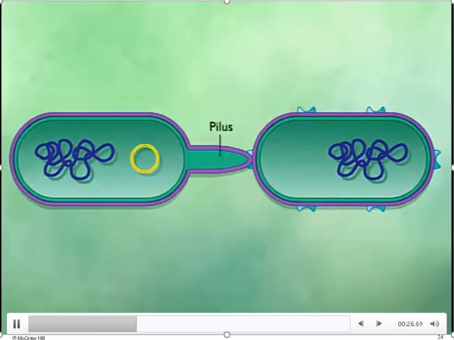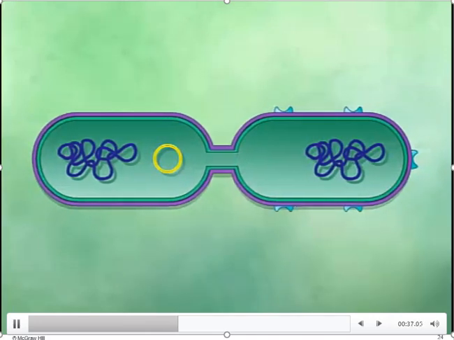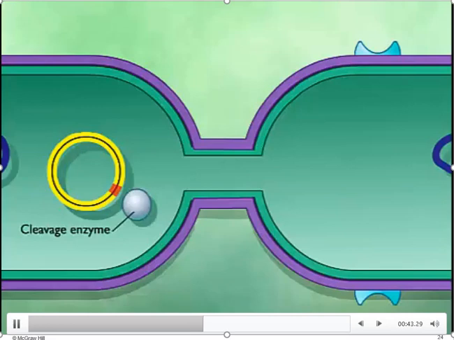The pilus of the donor cell recognizes and binds to specific receptor sites on the cell wall of the recipient cell. The plasmid then becomes mobilized for transfer when an enzyme cleaves one strand of the plasmid at a specific nucleotide sequence, called the origin of transfer.